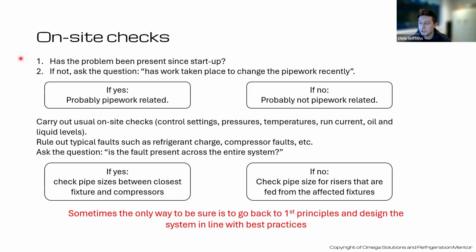Sometimes the only way to be sure is to go back to first principles and design the system in line with best practices. But as a technician, you shouldn't be expected to do that. You should expect that those who designed the job, signed off on it and installed it did their due diligence. But there are always changes, as we said. A brand new system, they have no excuse. If it's 20 years later, and someone else has come in, and someone else, moved some cabinets, changed some controls, maybe, and messed up something, it could well be pipework related. Just do your due diligence as a technician and check it over.